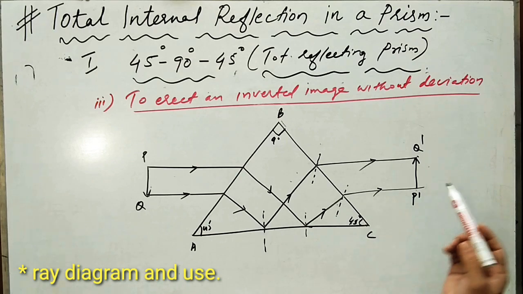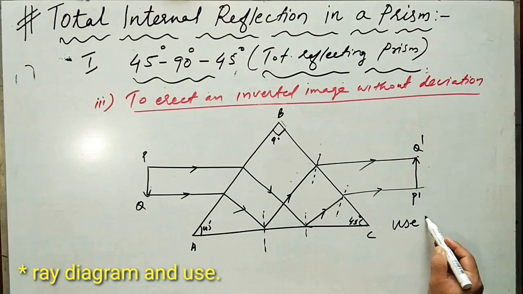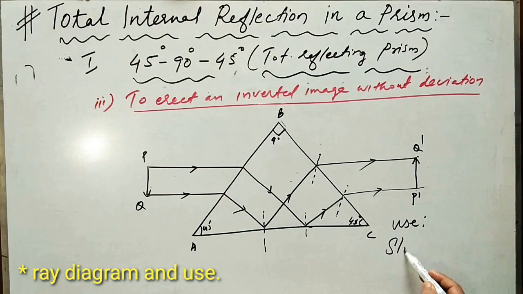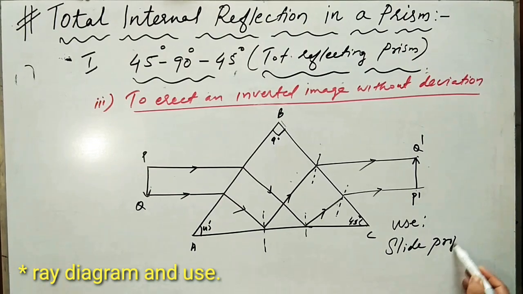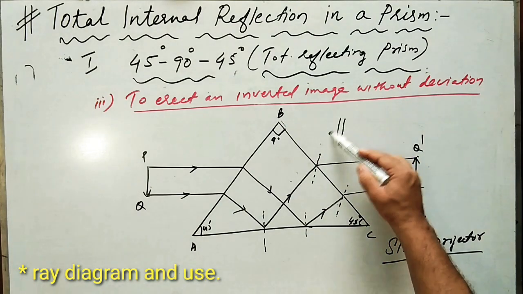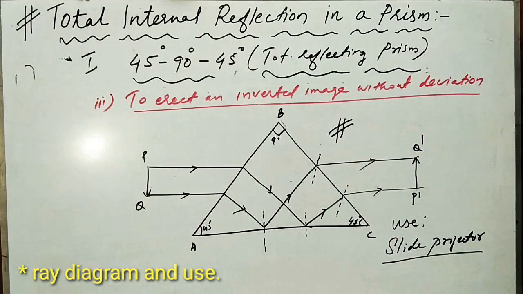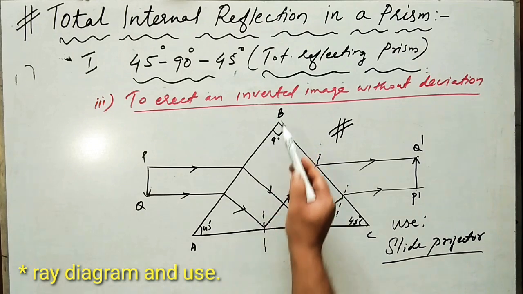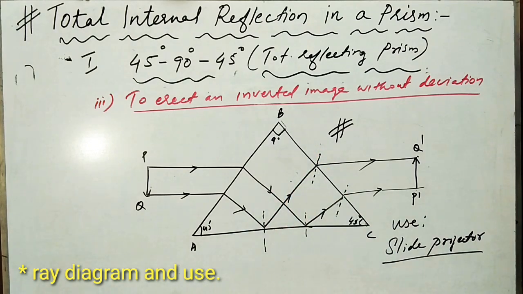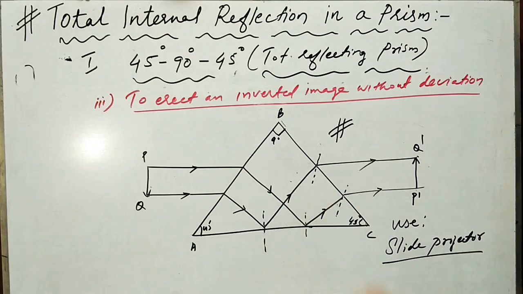Okay, so this is the action of a total reflecting prism, and this action of the prism is used in a slide projector. Where is it used? In a slide projector, to erect an inverted image without any deviation. The ray diagram is very important. Practice the ray diagrams. So remember that only TIR is taking place at the surface AC, and at surfaces AB and BC only plane refraction is taking place, such that light rays are turned through 90 degrees.